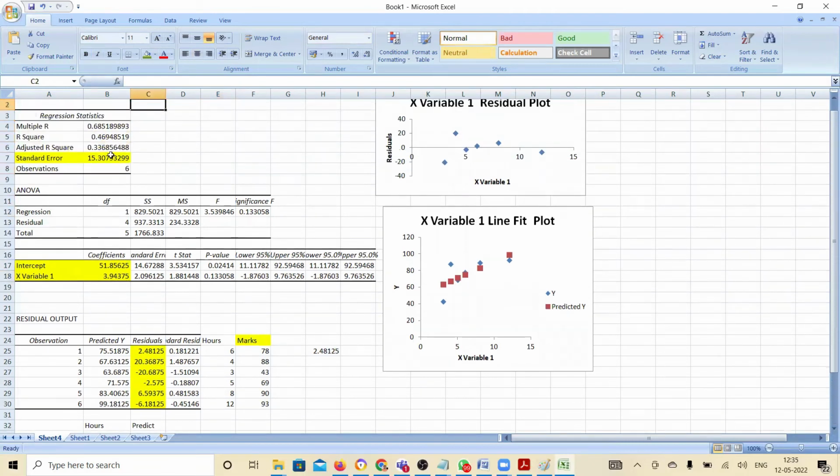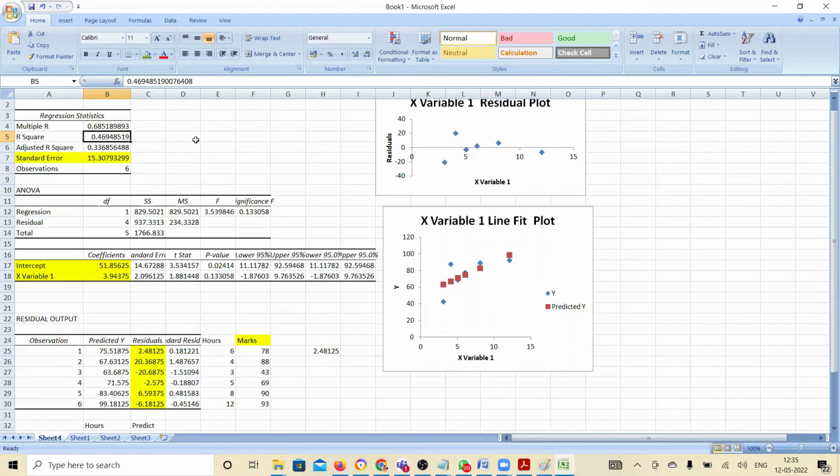Standard error is 15. Generally we compare it with the average of y. If you take the average of y, it is maybe around 65 or 70, right? So the error is 15. This should be closer to 0. This is also high. R square should be close to 1, but it is less than 0.5. So all the metrics in this case are not good. That means this data set is not good for linear regression models. We have to use some different model.